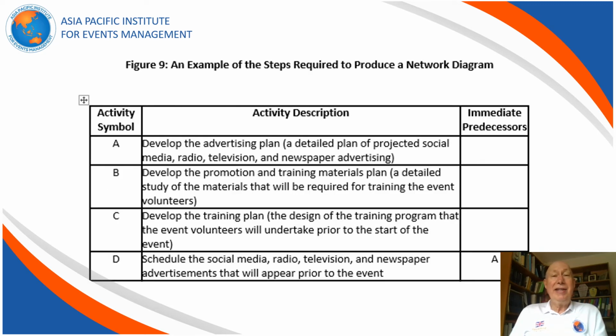In order to devise the network diagram, we have to be systematic. So we have to think about each of the key activities that's needed in order to stage the event. And we can give a letter to those activities. Activity A, develop the advertising plan. Activity B, develop the promotion and training materials. If there is a predecessor for that activity, we also need to record that as well. But in addition to what we see on the screen now, we also have to allocate a time to each of these activities. How long is it going to take to complete activity A? How long is it going to take to complete activity B, C, and D? So we also need to think about the duration of each of these activities as well.